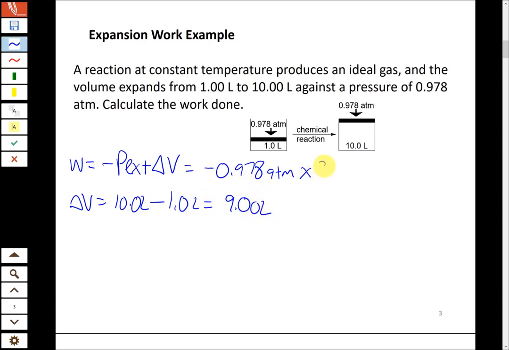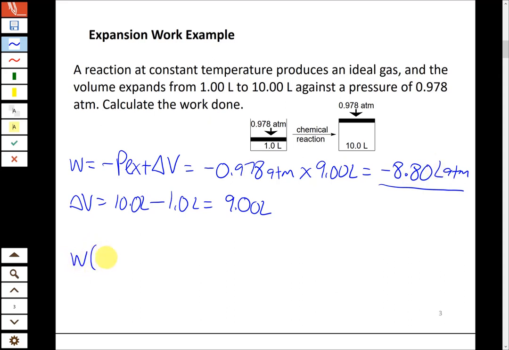All right, so that's delta V, 9 liters. And so then when we do this, we get minus 8.80 liter atmospheres. And that means the system is doing work because the sign is negative. There are situations where we might just ask you to leave the answer in liter atmospheres. So again, look closely at what the question is asking, look at the answer choices if it's multiple choice. So this would be a valid answer since I didn't specify units here, although most commonly we're going to want this number in joules, the standard unit for work or energy.